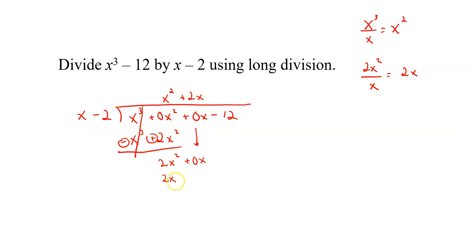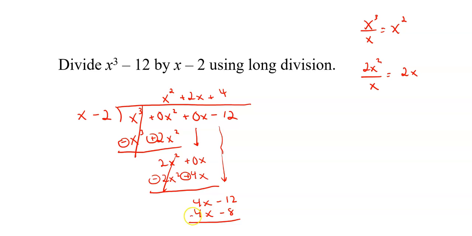2x times x is 2x squared. 2x times negative 2 is negative 4x. So there actually is a term that pops out of that. Subtract. 0x plus 4x is 4x. Now carry down the minus 12. 4x divided by x I can see is 4. So I get a 4x minus 8. Change signs. The x's go away. I'm left with negative 4. So my answer is x squared plus 2x plus 4 with the remainder of negative 4 out of x minus 2.